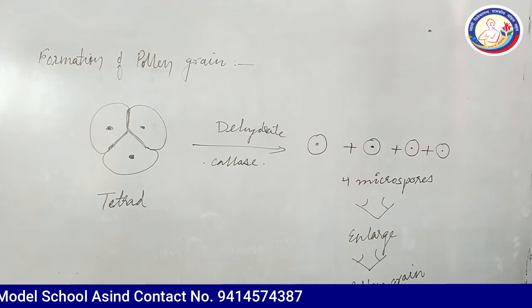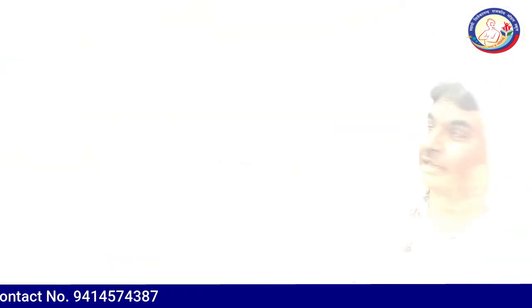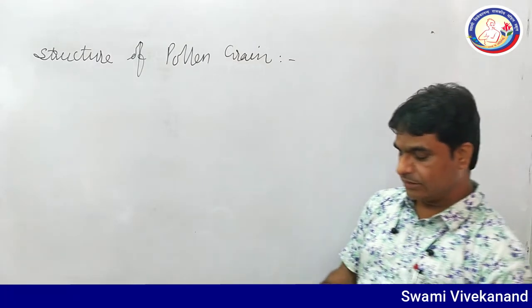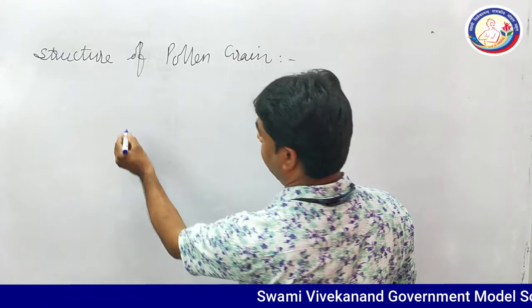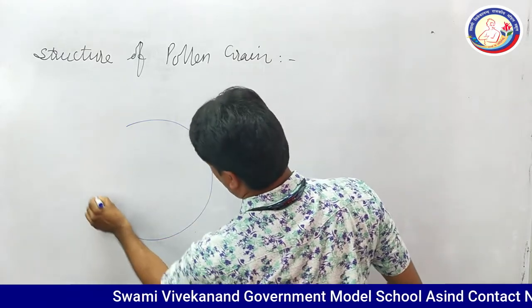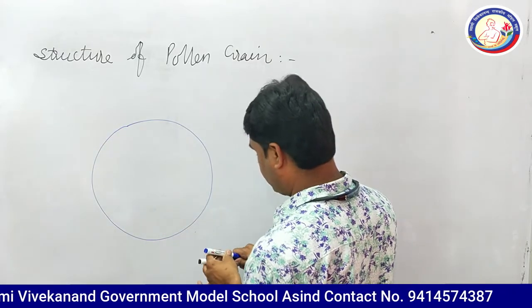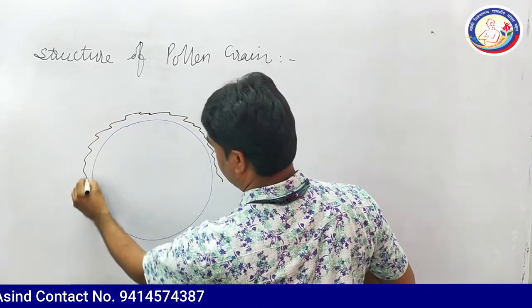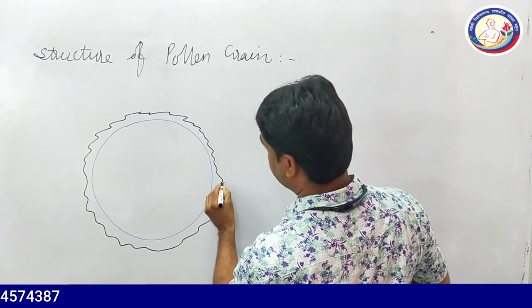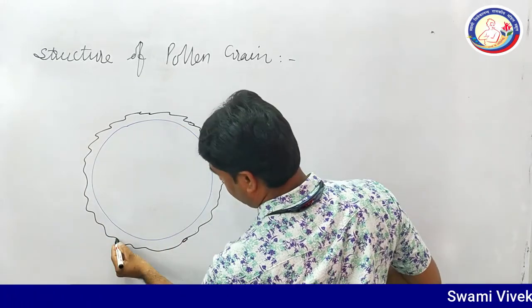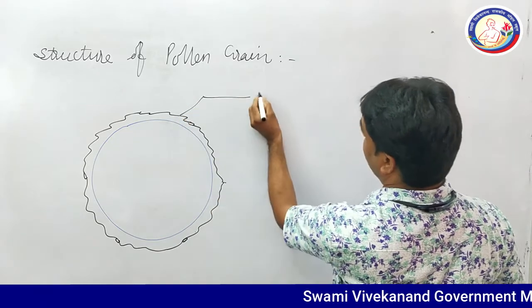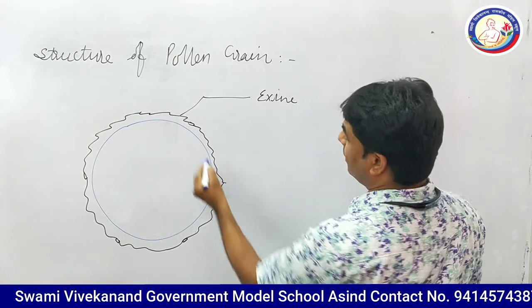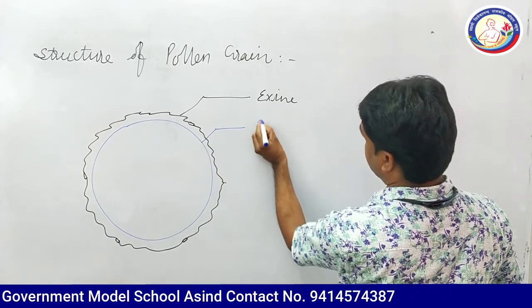Now we will study the structure of pollen grain. Pollen grain is male gametophyte and its structure is just like this. Just draw a circle here. This is intine and this is exine. Exine is hard and irregular. So you can see the outer cover of the pollen grain is exine, while the inner layer of the pollen grain is intine.